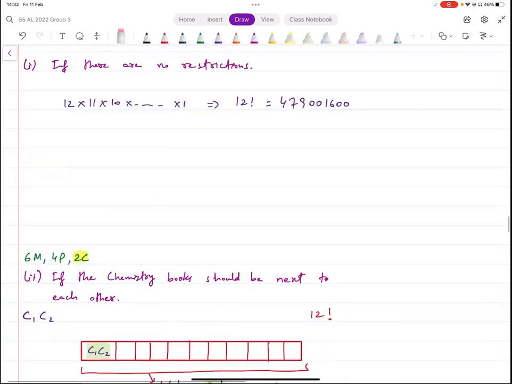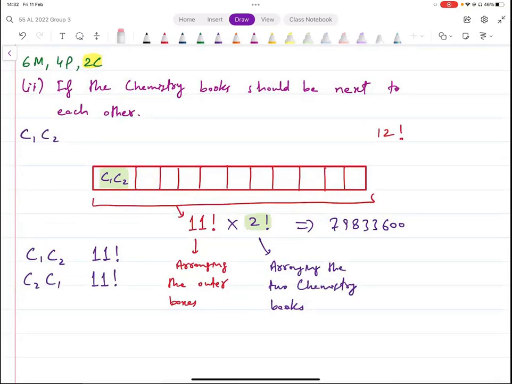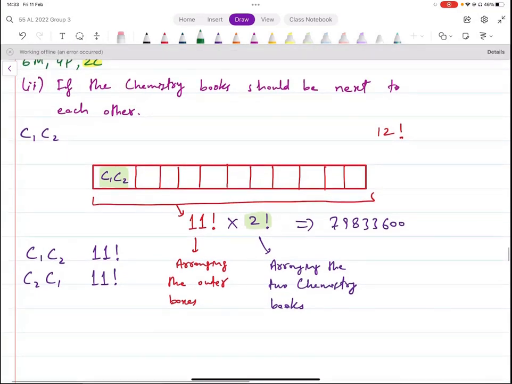But then we said if we have some restrictions, for example, if we want the chemistry books to be together, we say we have a single box for both of them. So instead of the 12 boxes we had earlier, we consider them as 11 boxes. So there are 11 factorial ways to arrange the boxes. But then we also think about how we arrange these two objects. They have 2 factorial ways.